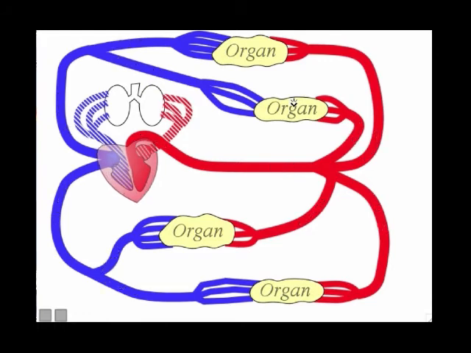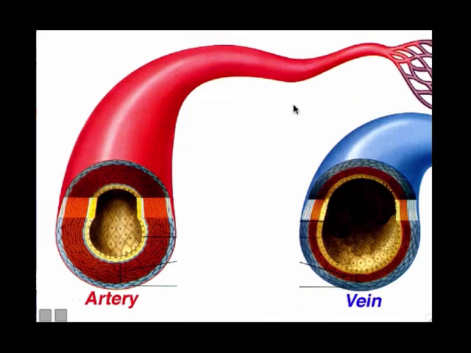Anyway, we'll talk about the capillaries more in a few minutes, but this section right here focuses on the structures of the arteries and the veins. Okay, the arteries and veins, they're organs, and they're hollow tubes to carry the blood away from the heart and towards the heart for the arteries and the veins. This next slide shows a transverse cut, a cross-section of an artery and a vein.